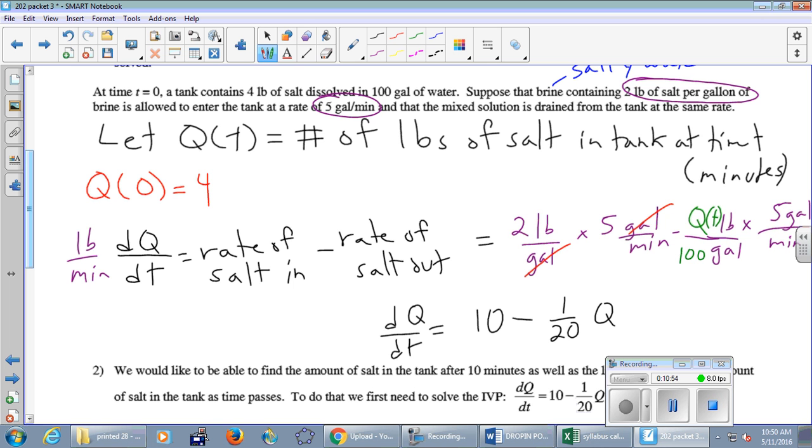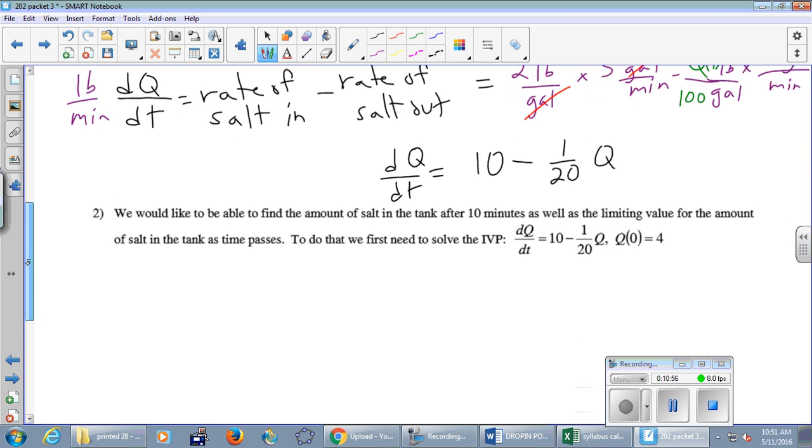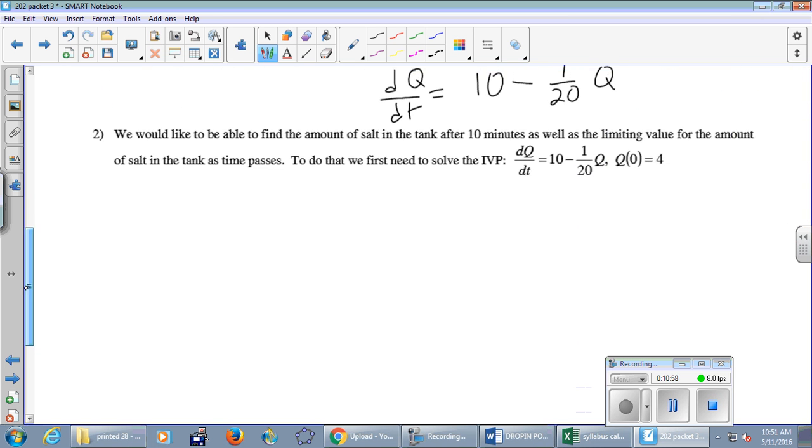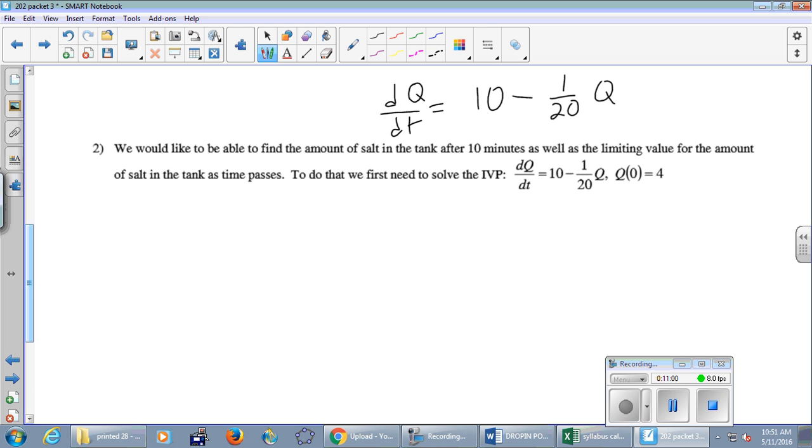Okay, so let's come down here, number 2. We're going to solve it. It's written out there for us. And then Q of 0 equals 4 is the initial value, right? So IVP was initial value problem. Pretty much the only technique we have for solving differential equations is to separate the variables. Get all the Q's on the left-hand side with that dQ, all the t's, which there aren't any, on the right-hand side with the dt.